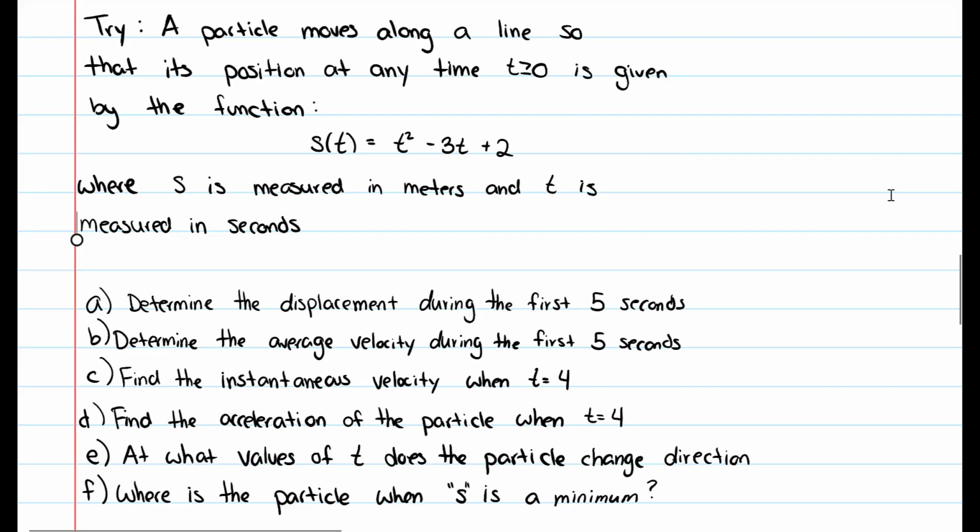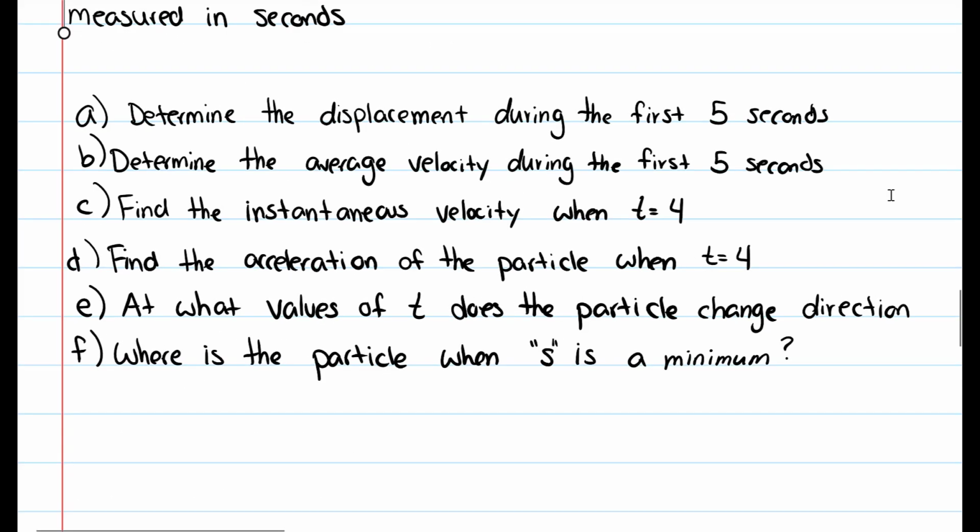A particle moves along a line so that its position at any time when t is greater than or equal to 0 is given by the function s of t is equal to t squared minus 3t plus 2, where s is measured in meters and t is measured in seconds. I want you to determine the displacement in the first 5 seconds, the average velocity in the first 5 seconds, the instantaneous velocity when t equals 4, the acceleration of the particle when t equals 4, and then I want to know at what values of t the particle changes direction, and where is the particle when s is a minimum. Try to do E and F on your own as well, even though it wasn't in the previous example.